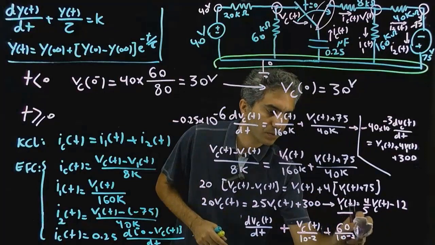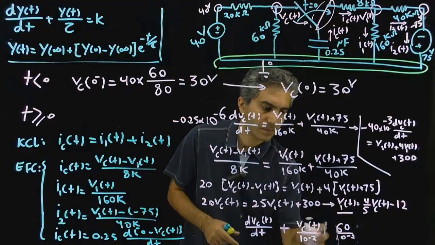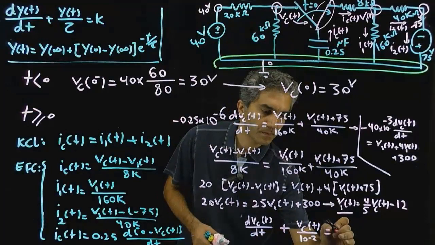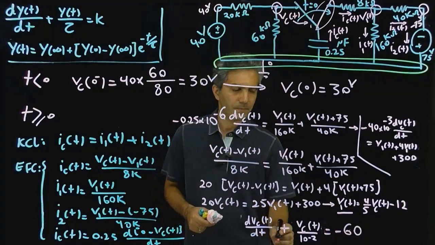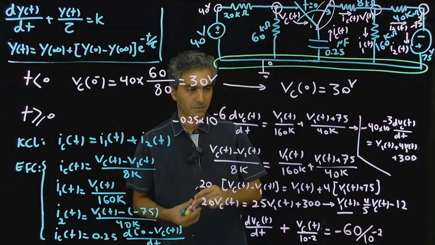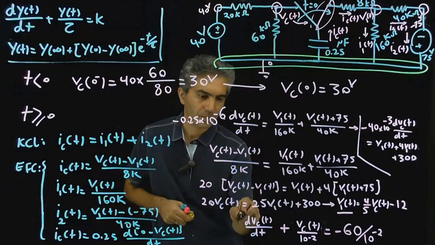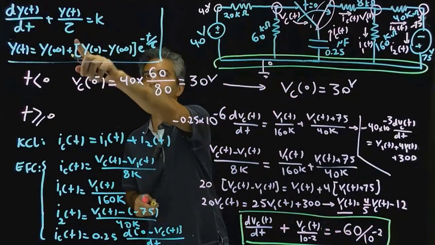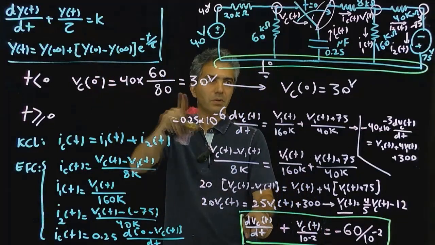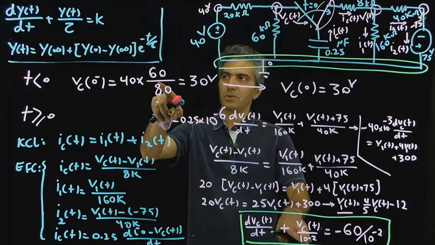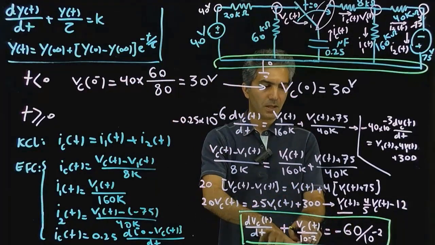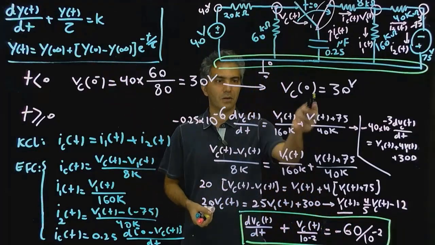In other words, it's equal to minus 60 over 10 to the minus 2. That's it. This is the differential equation. That's in that form. Now I can solve this differential equation. Now, what's the initial value of V0? I already have it. What's tau? It's 10 to the minus 2. What's the final value? The final value, that goes away. Vc infinity is this times that, which is minus 60. So you put that there and you get VCT.